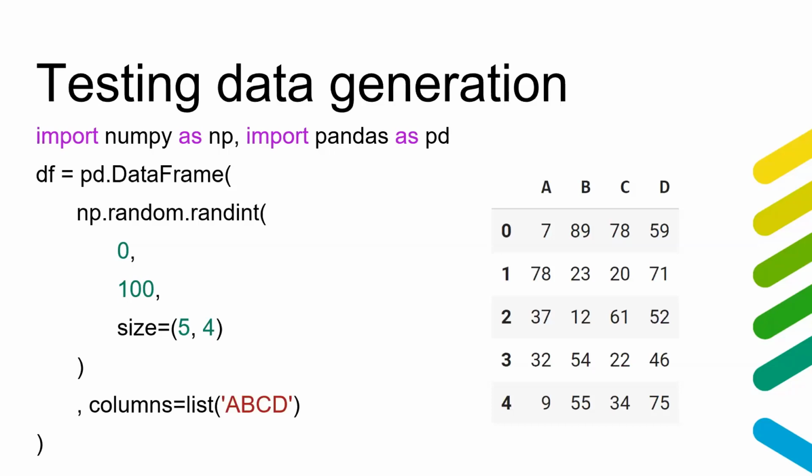That might be familiar to you if you use R or anything like that, but basically it's a glorified table with some extra functionality. So we're creating that data frame and we're filling it with random integers from 0 to 100, defining a size, and then I'm creating the column headings A, B, C, D.